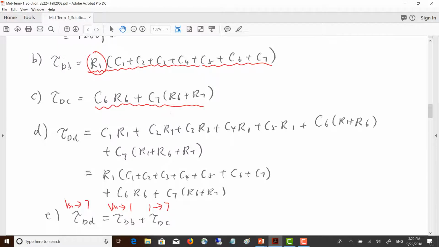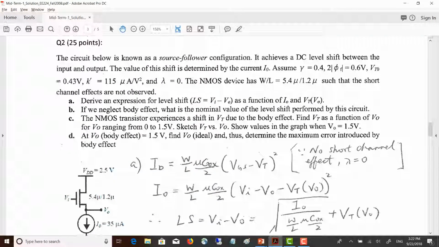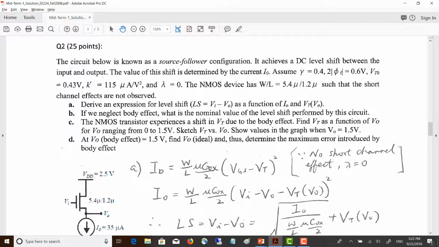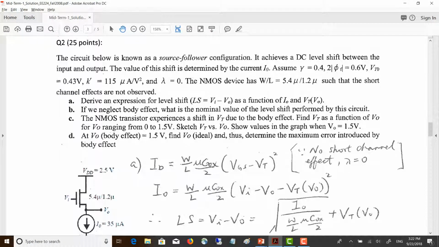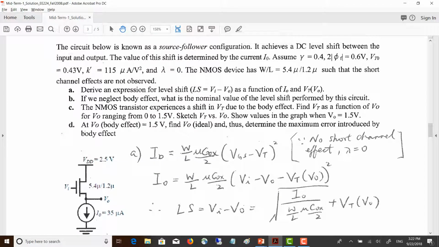Now let's go to the second question. This one is not difficult if you can see that this is just a transistor. This circuit is called a source follower. The goal is that if I increase V in, I hope that V out will increase also. But there is a difference between them: V out is not exactly the same as V in. What it tells us is that there is no channel length modulation, so in your equation you don't need to include this term.